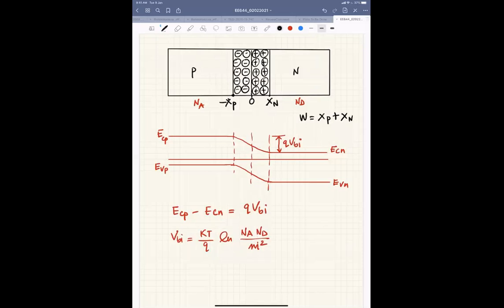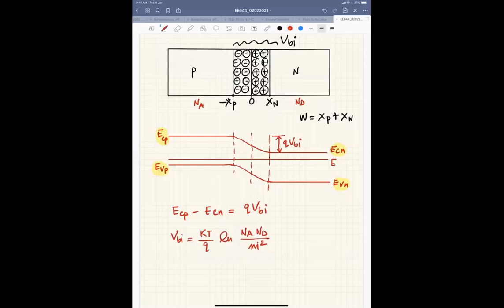This is how the energy band diagram will look. There is a potential difference, so the voltage drop across the junction is nothing but the built-in potential, right? Okay. So here I have marked the conduction band and valence band in the P side as ECP and EVP, and the conduction band and valence band in the N side as ECN and EVN, right? And this is my Fermi level.